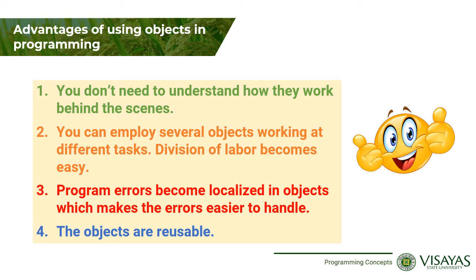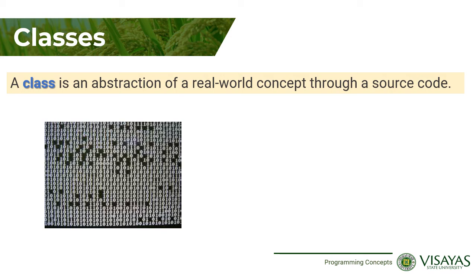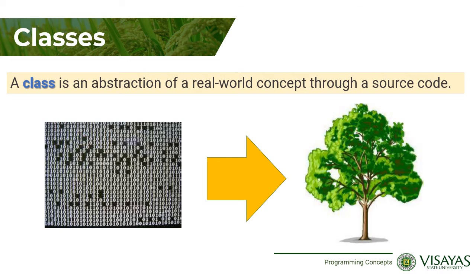Now, let's move on to another important concept that you need to know for the purpose of the course: classes. A class is an abstraction of a real-world concept through a source code. This source code contains the field descriptions or attributes as well as functionality or methods of that particular class. From this source code or DNA, instances of specific objects can be created.